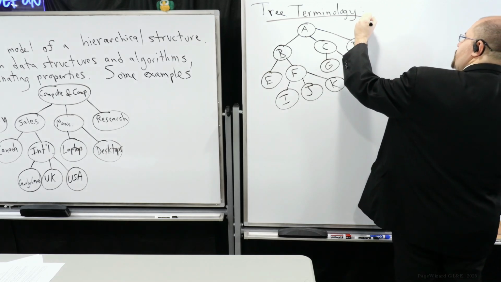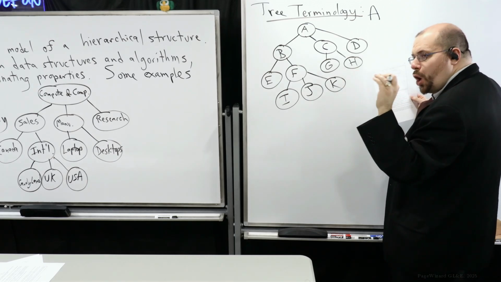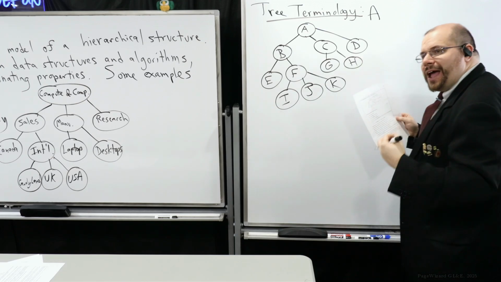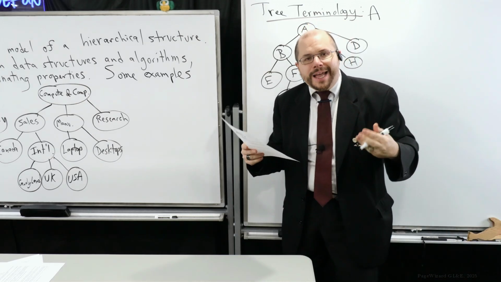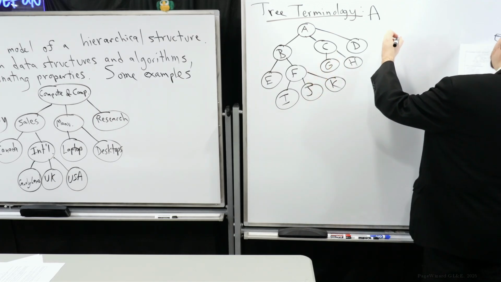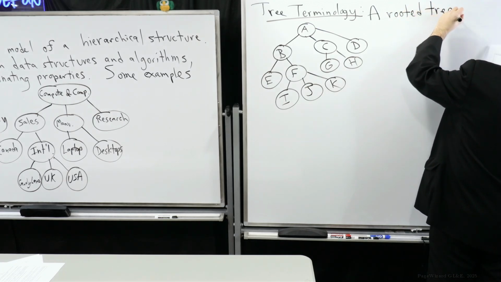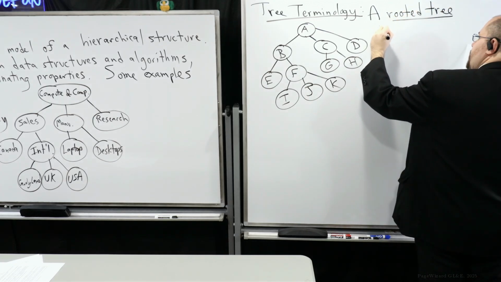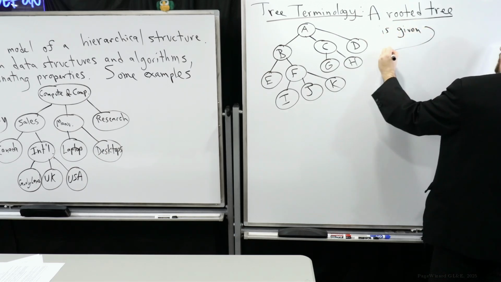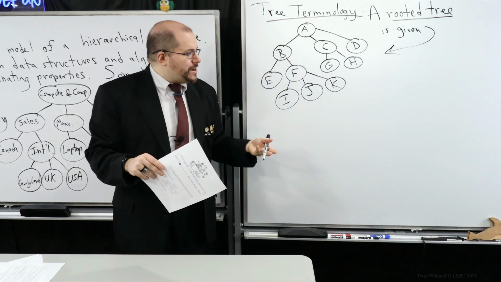So we're going to focus on rooted trees, but we call it a rooted tree because there's going to be a special node. One of these guys is going to be called the root node. And having a root dictates that there's going to be a relationship between the nodes that we're going to talk about here in a moment. So a rooted tree is given here. That's an example of a rooted tree. This is just one example of many trees you could make.